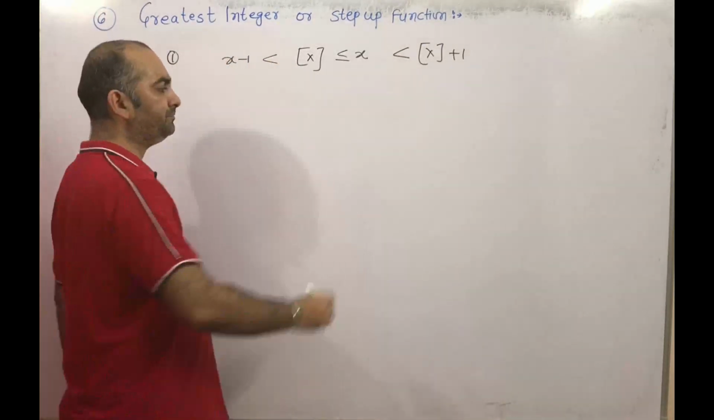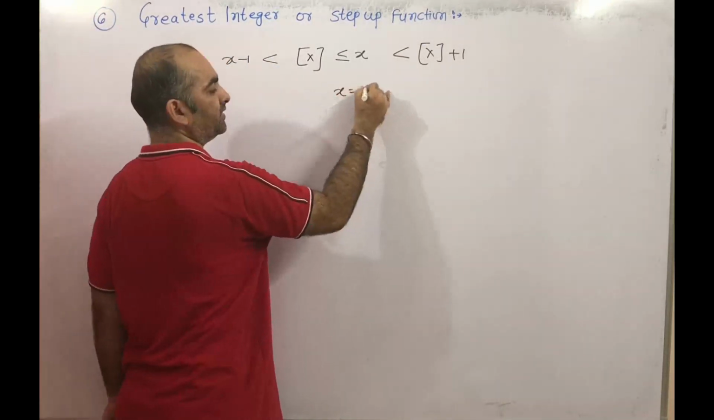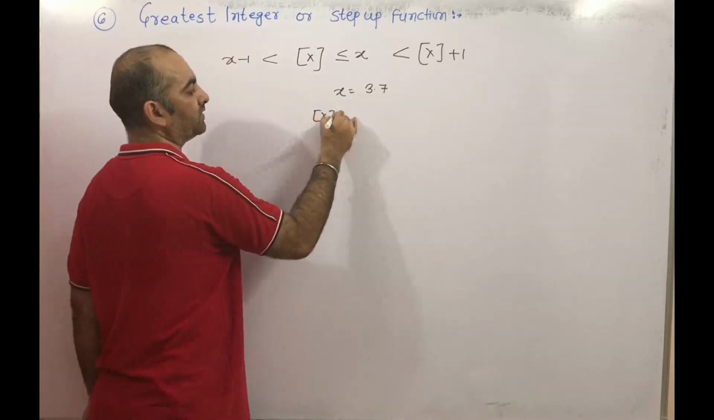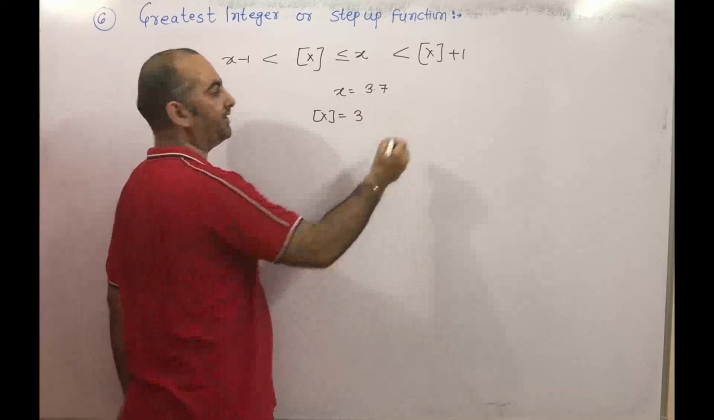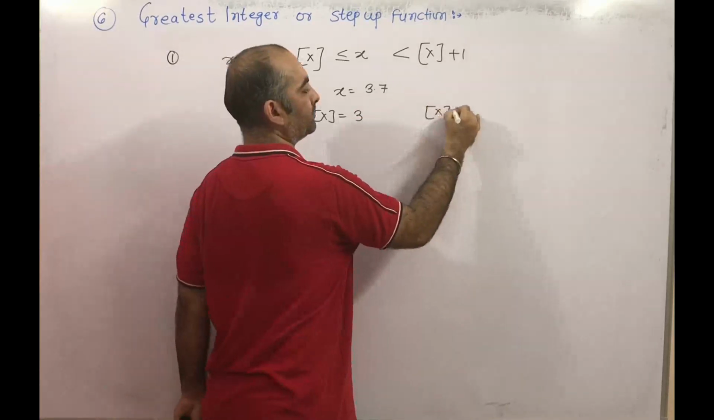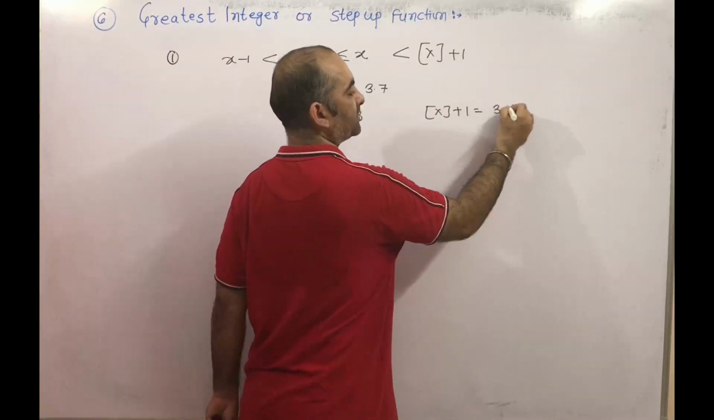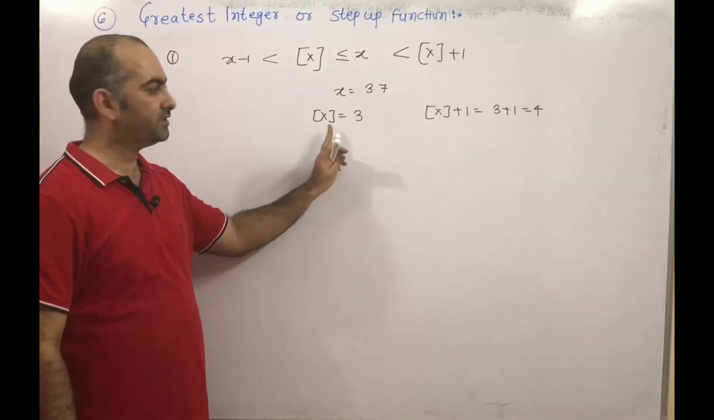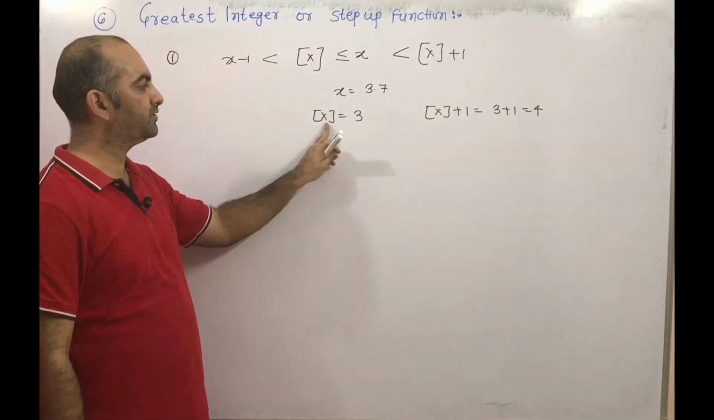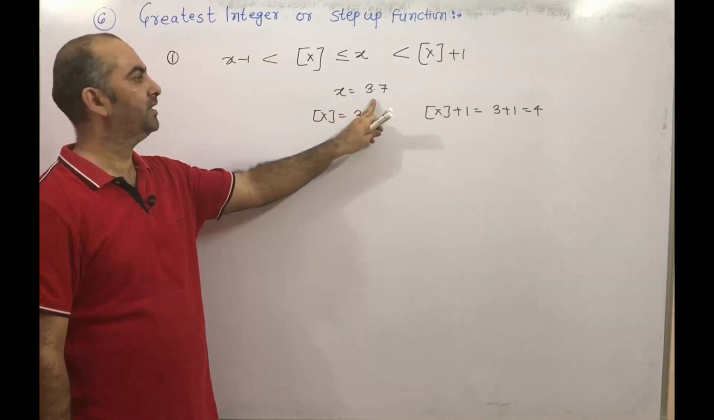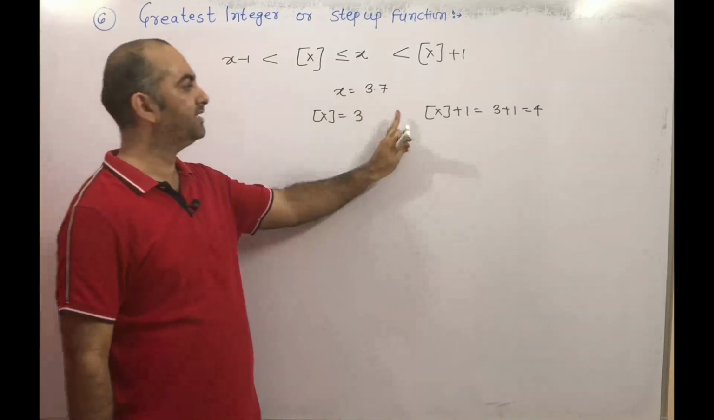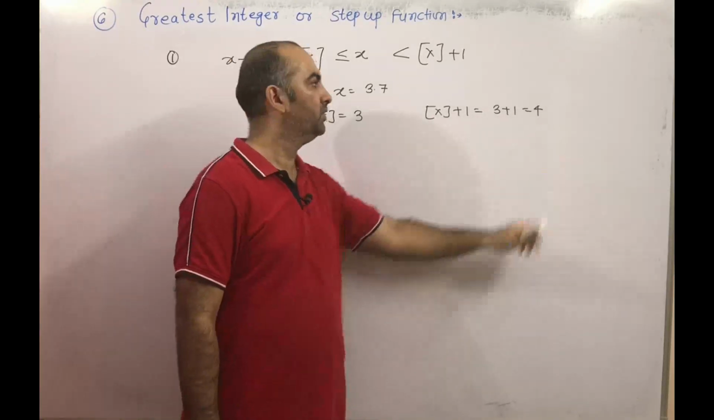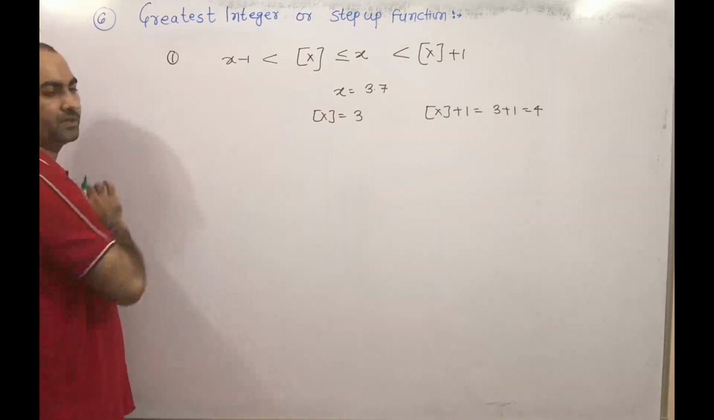For example, if I say x is 3.7, so the greatest integer of x will come what? 3, and the greatest integer of x plus 1 will come what? 3 plus 1, 4. So the greatest integer of x is 3, that means it is less than 3.7, but 3.7 is less than the greatest integer of x plus 1, that is 4. So it is less than 4. So this property we can say.